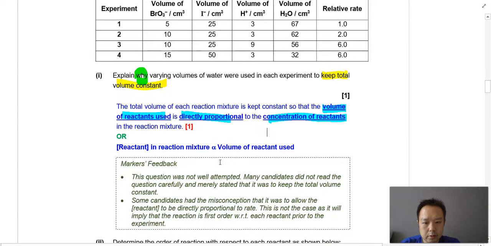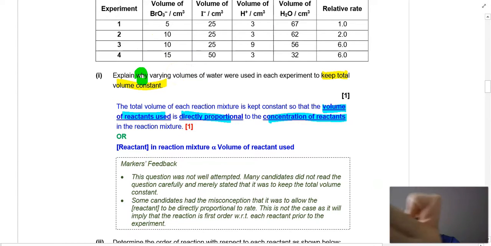Some students were thinking that this is to allow the reactant concentration to be directly proportional to rate, right? But in this case, that defeats the whole purpose of the kinetics experiment, because if rate were to be directly proportional to the reactant concentration, all of them will be first order. So you have assumed that it's first order. Okay, so it's not appropriate.